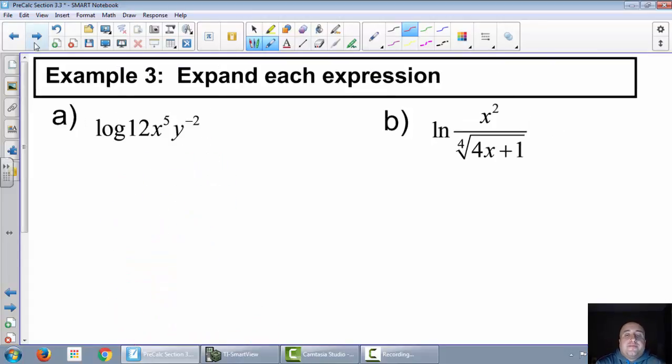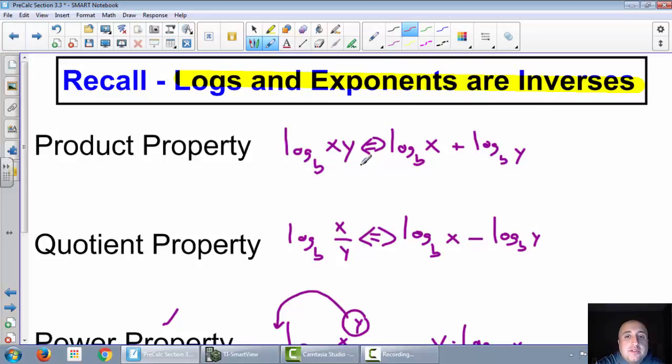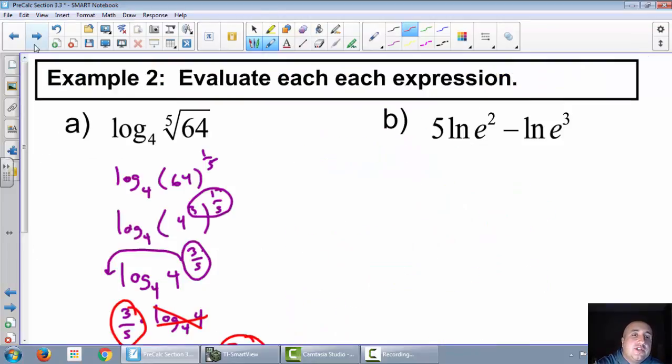Okay, example 3. Now we're going to use our properties to expand, make bigger, what our logs are. So we're going to look at what we have here and try to make it bigger by using our properties. Notice that all of these things are next to each other. That means multiply. So if we go back to our properties, the product property says if you have a bunch of things being multiplied, you can add them together. So that's what we're going to do. We're going to separate them by addition.